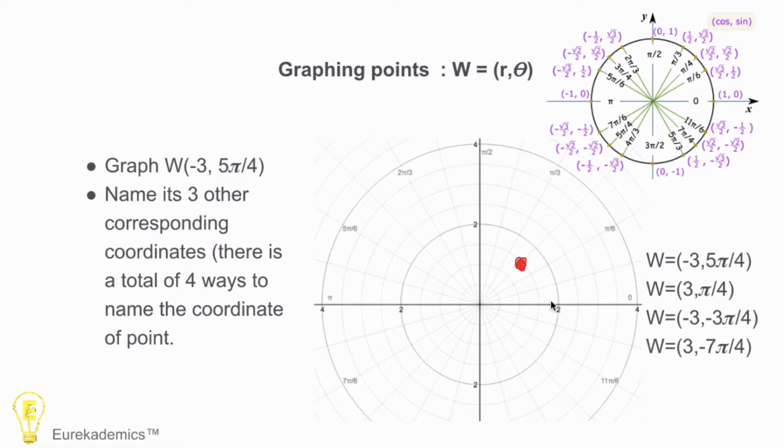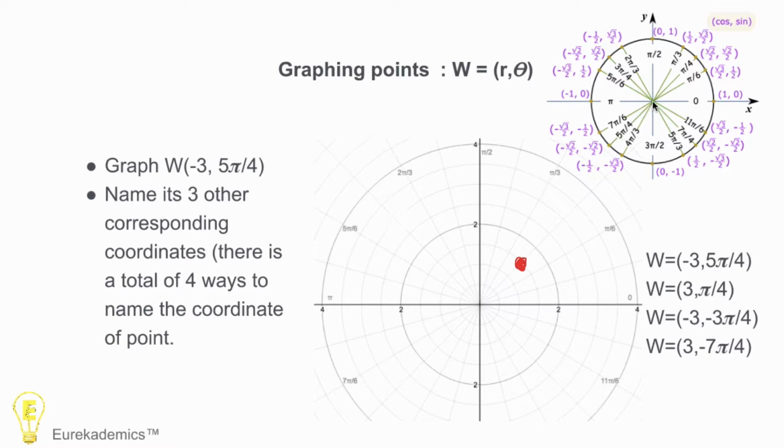So the angle tells us where we land on which tick, and then the radius tells us how far to go up that tick, for example, like 1 circle, 2 circle, 3 circle, 4 circle, and so on. So here we go. We're going to graph W. W has a radius of -3, and a theta, the angle, at 5 pi fourths. Okay, so we have to figure out where 5 pi fourths is. There it is, 5 pi fourths.